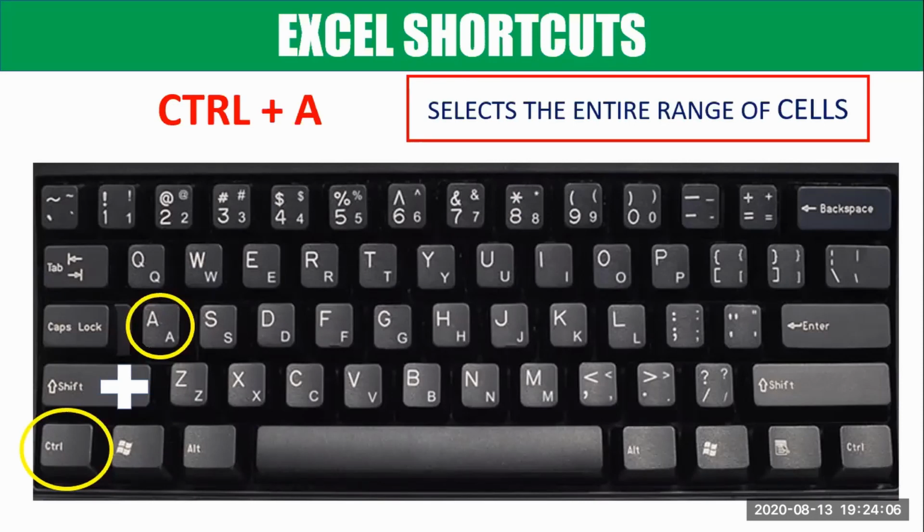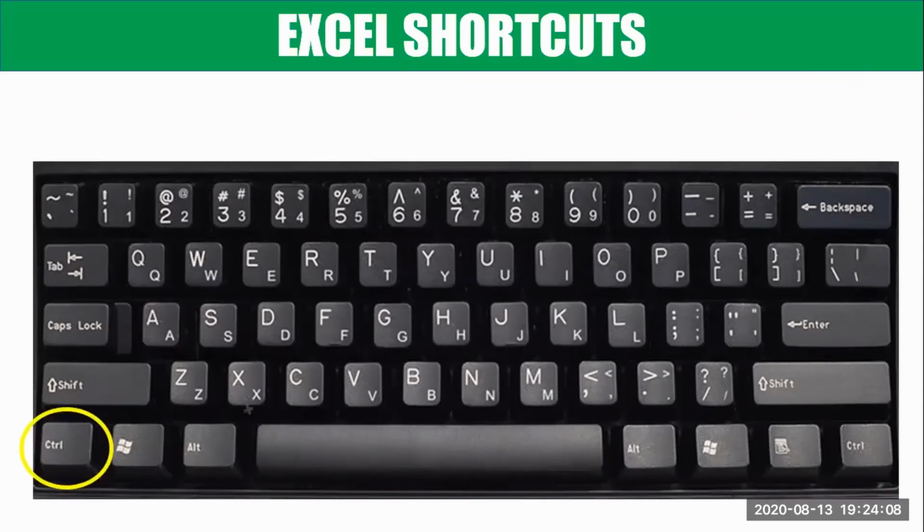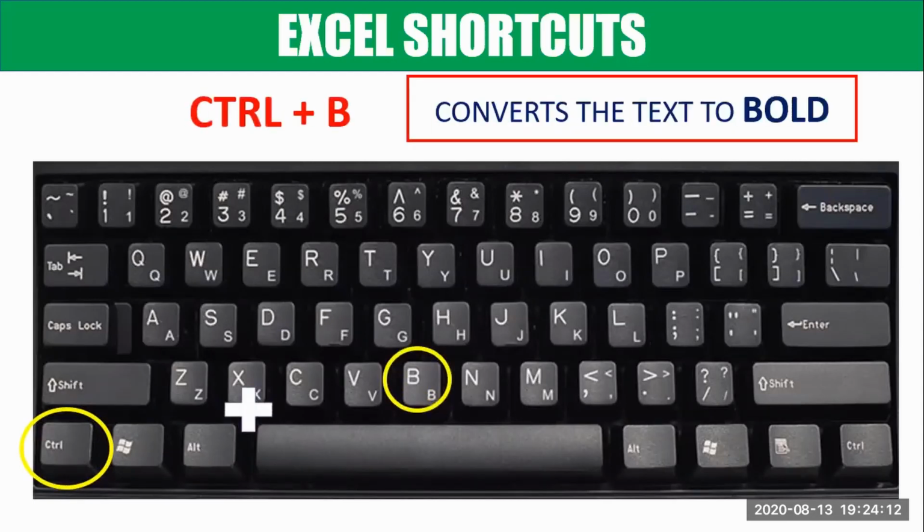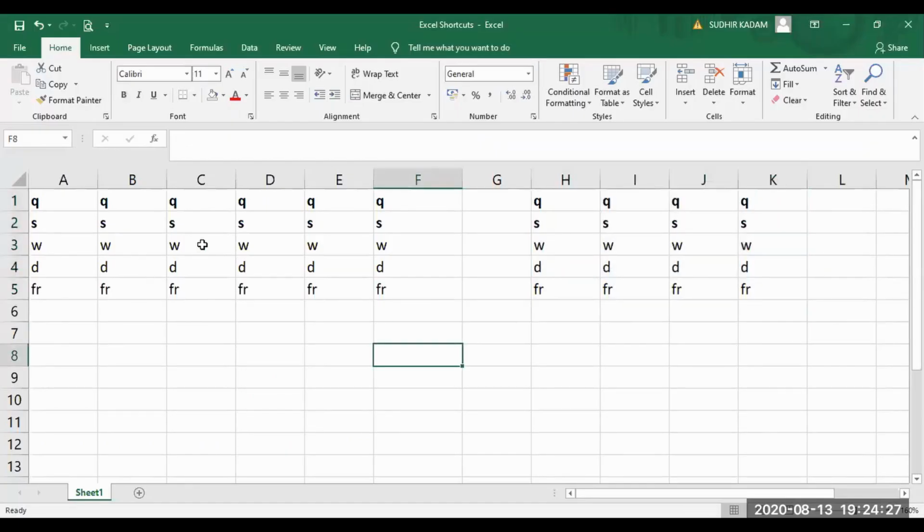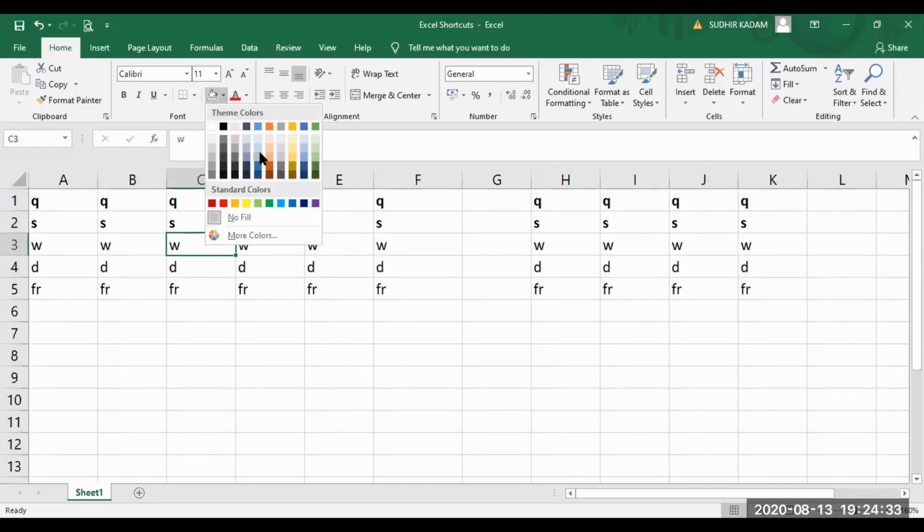Logically, the next shortcut key should be Control plus B, isn't it? So Control plus B converts the text or whatever content in an Excel sheet into bold, or if it is already bold, then it will make it a normal character. So I'm selecting, just to highlight it, I'll highlight it with some color so that it becomes visible.